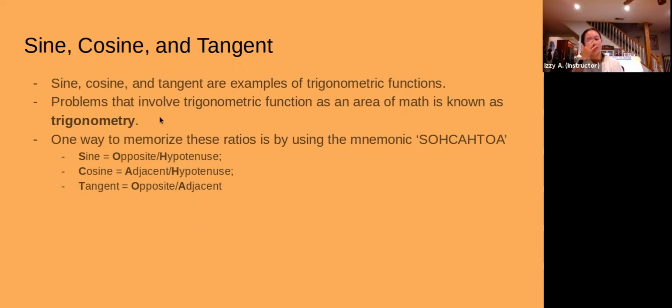So one way to memorize the ratios that we just went over, we can use the mnemonic phrase SOHCAHTOA. That stands for sine equals opposite over hypotenuse, so you can see SOH. Cosine is equal to adjacent over hypotenuse, so that would be CAH. And finally, tangent would be equal to opposite over adjacent, so that's TOA. This is actually a really useful way to memorize these different ratios.